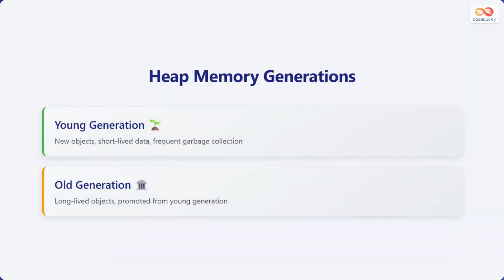The heap memory is further divided into two generations, the young generation and the old generation. The young generation is where new objects and short-lived data are stored. This area undergoes frequent garbage collection. Objects that survive garbage collection in the young generation are promoted to the old generation. The old generation stores long-lived objects.